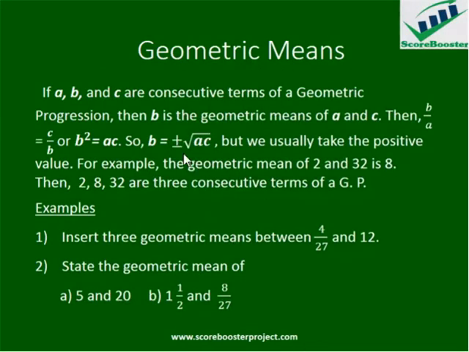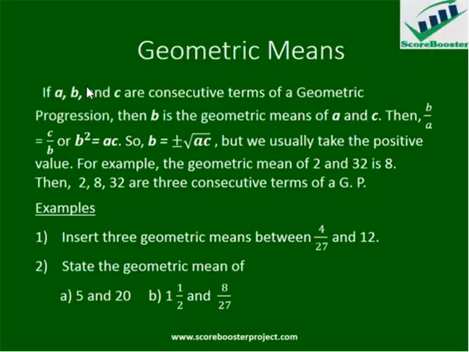Geometric means. If A, B and C are consecutive terms of a geometric progression, that is, they are terms that follow each other consecutively, then B, which is the middle term, is the geometric mean of A and C. Assuming B is the nth term, A will be the n-1th term and C will be the n+1th term. So B, which is the nth term, will be the geometric mean of the n-1th term and the n+1th term.